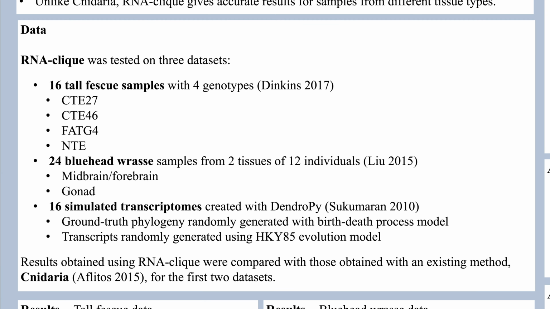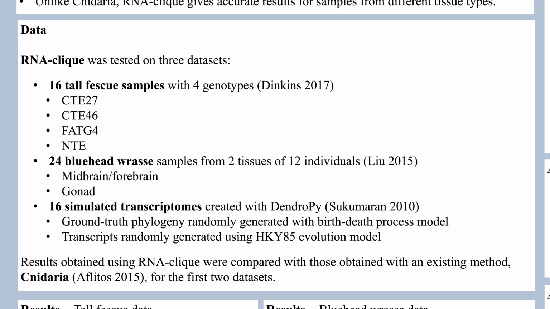We tested RNA-clique with 3 different data sets. The first data set was a set of 16 samples of the grass tall fescue. Each sample within that data set belonged to one of 4 different genotypes. The second data set was a set of 24 samples of the teleost fish bluehead wrasse. For that data set, we had samples from 12 individuals, and for each individual, we had samples from 2 different tissues, one from the midbrain or forebrain tissue and one from gonad tissue.